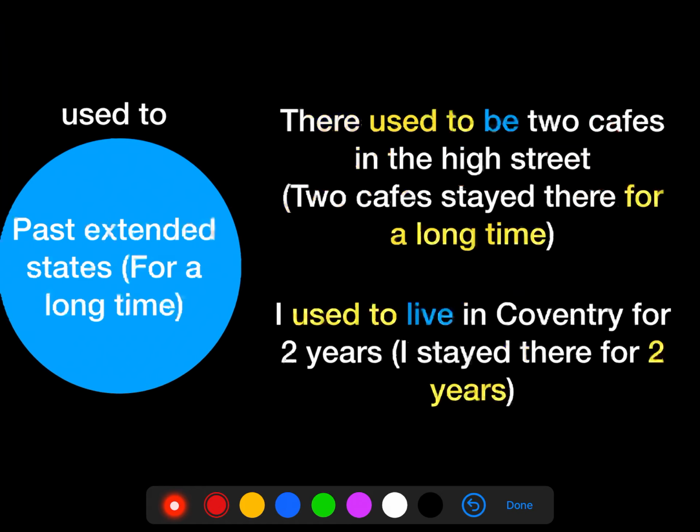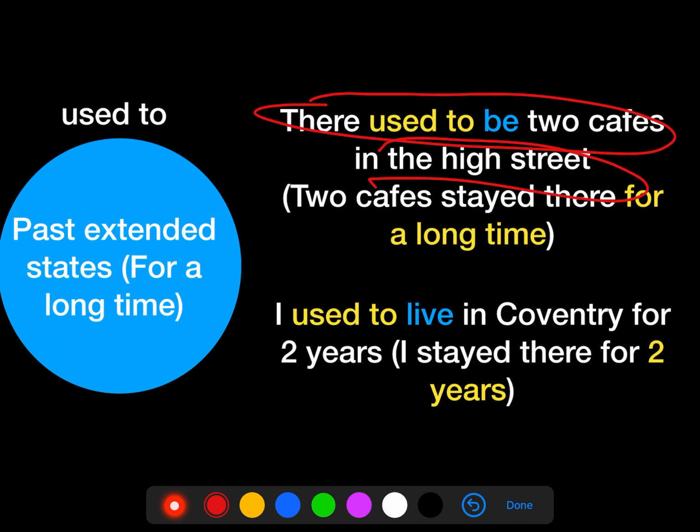The past extended states. There used to be two cafes in the street. This sentence indicates the two cafes themselves. This sentence just tells you the two cafes used to be on the high street and they're gone in the present. But in the past, there used to be two cafes in the street, but now they're gone.